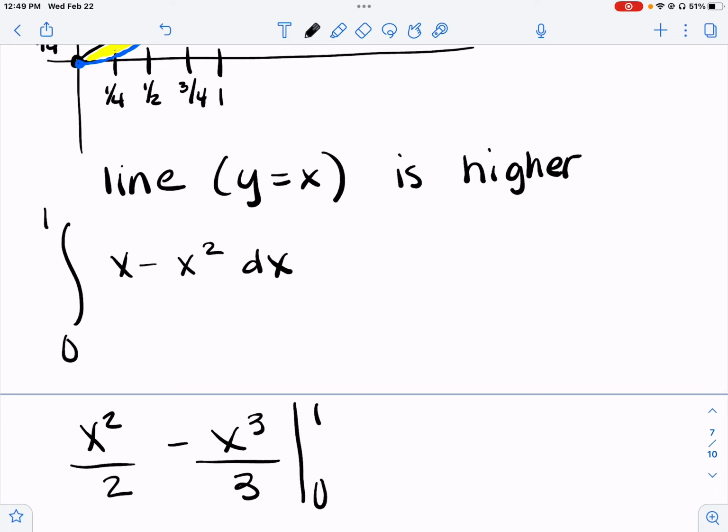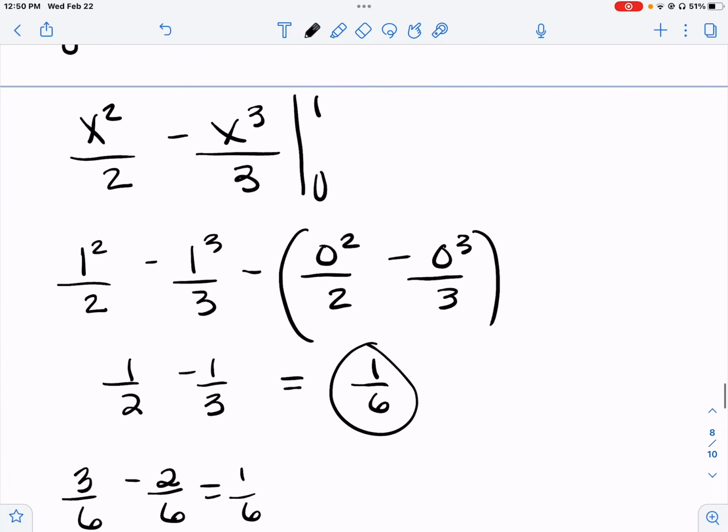So we do the higher minus the lower. The line x is higher, so x minus x squared. Okay, now you add 1 and divide. x^2 over 2 and x^3 over 3. Plug in the top number, so we get 1/2 minus 1/3. Plugging in 0 is just 0. 1/2 minus 1/3 is 1 over 6.